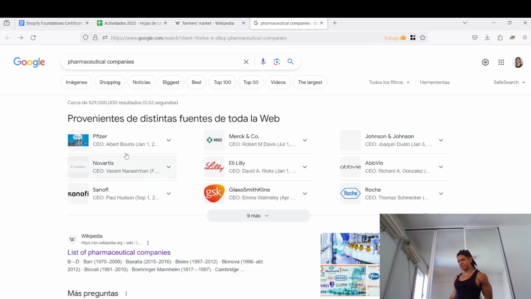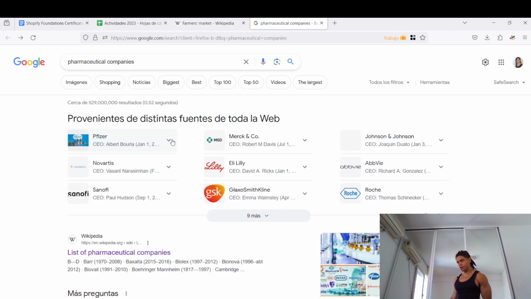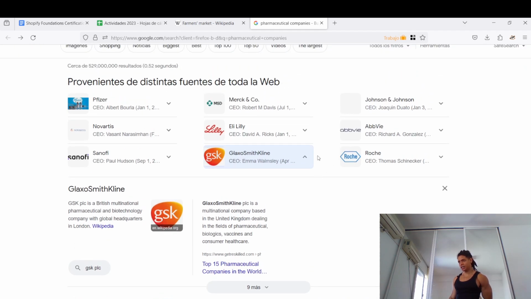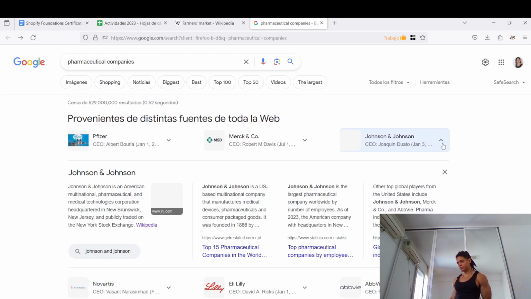No, but exactly. So Pfizer, Novartis, Sanofi, Merck & Co, Eli Lilly, GlaxoSmithKline. Glaxo, but this is British. GlaxoSmithKline. Okay. Johnson and Johnson.